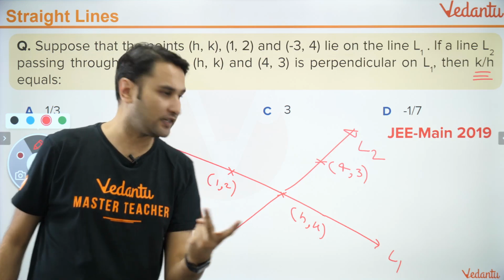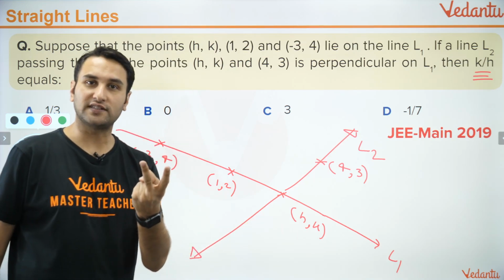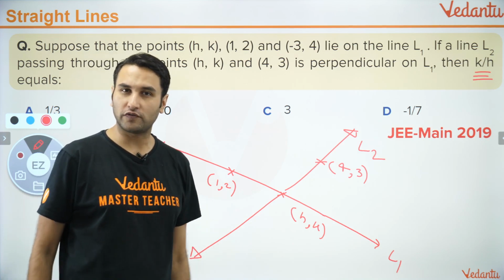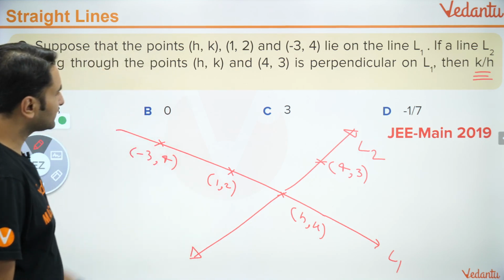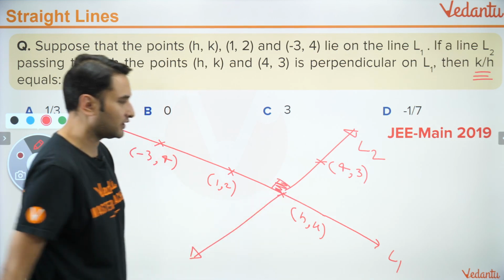How many variables are there? 2 variables. H and K, 2 variables. Just 2 equations are required. How do you find the 2 equations, children? And they're perpendicular as well. Oh, they're perpendicular as well. It became even simpler.